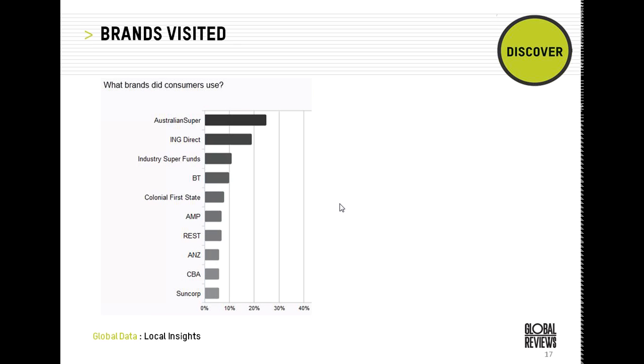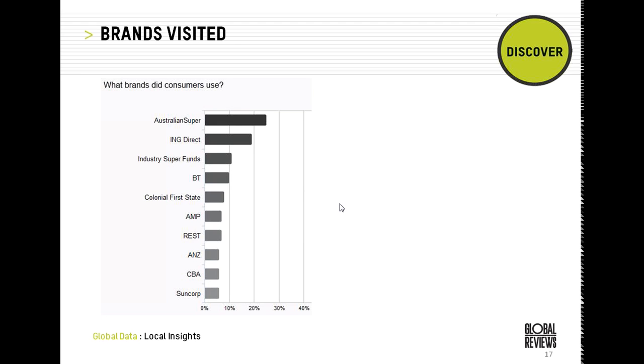Now, through this research, we've worked out what brands they actually go and visit. So we look at their brand tracking. So we go, okay, what brands did consumers use? Okay, Australian Super is still high. It was also a highly recalled brand as well. So that's not so surprising.